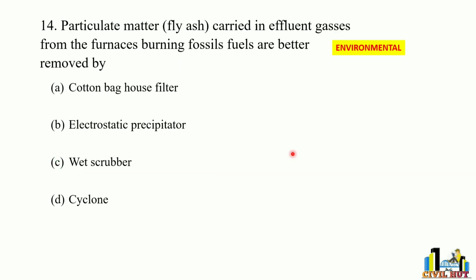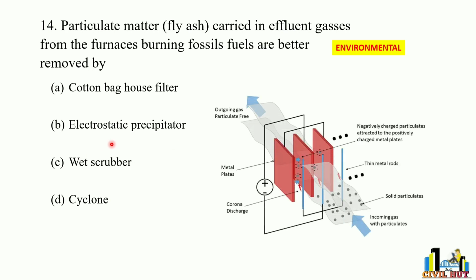Next question is particulate matter, fly ash, carried in effluent gases from the furnaces burning fossil fuels are better removed by A. Cotton bag house filter, B. Electrostatic precipitator, C. Wet scrubber, D. Cyclone. In this, electrostatic precipitator gives the 95 above efficiency in the removal of particulate matter.